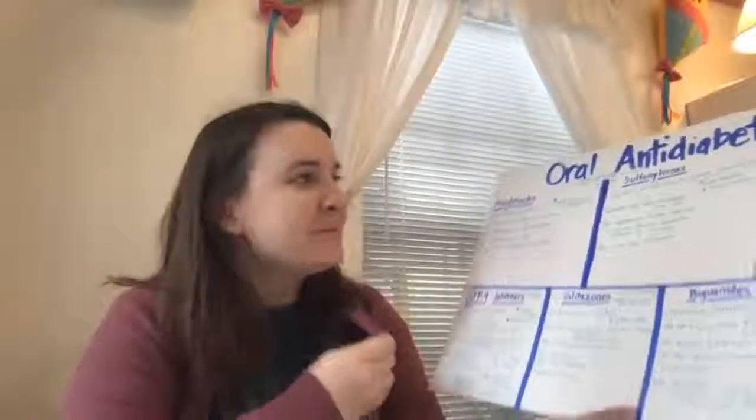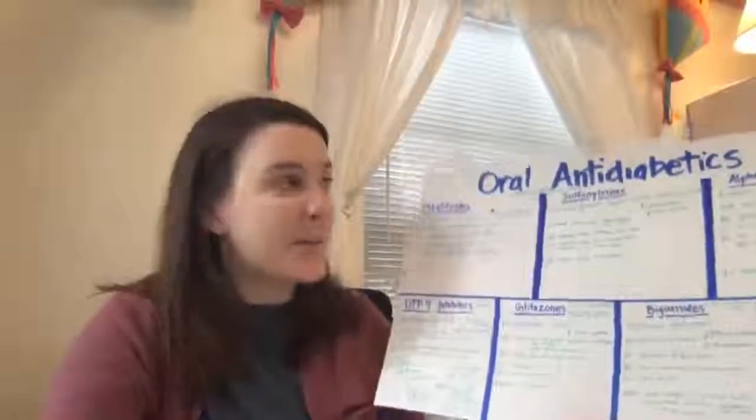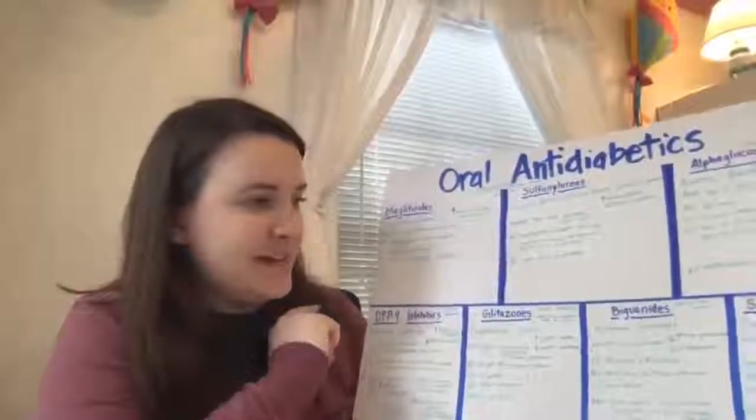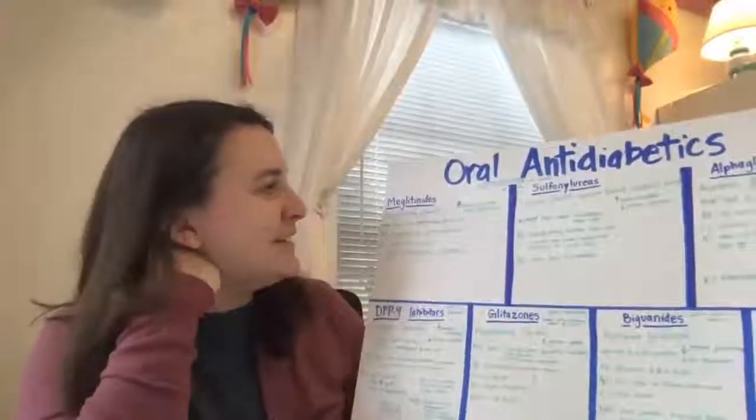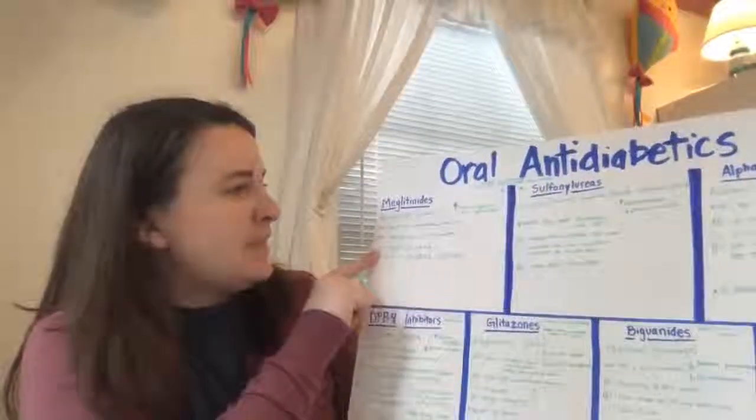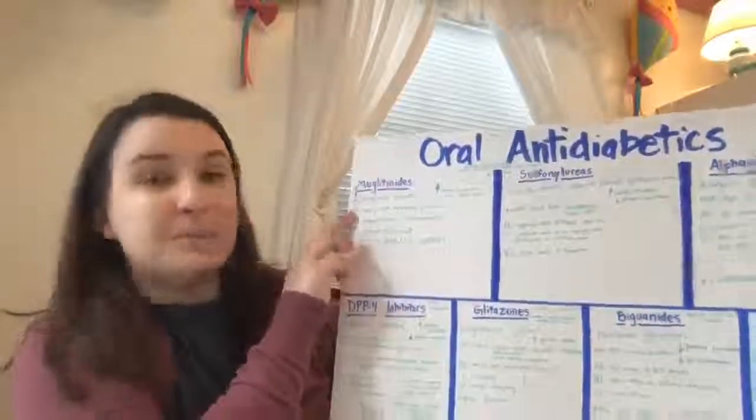Okay, so today we're going to talk about oral anti-diabetics. So we have 7 different classes right here, and we're going to get started. The first class we're going to talk about are the meglitinides. The drug here is repaglinide, which is Prandin.